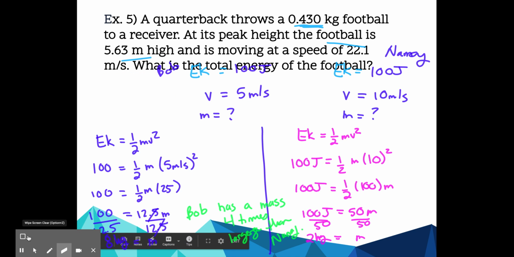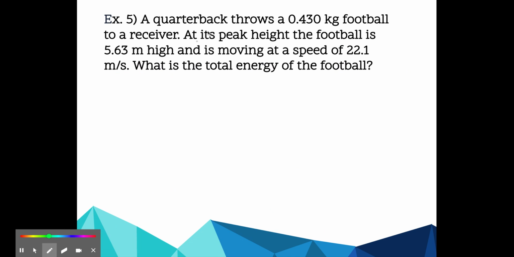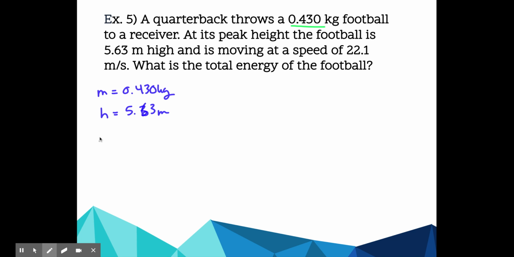All right. Last example. A quarterback throws a 0.430 kilogram football to a receiver. So that's mass. At its peak height, the football is 5.63 meters high. Ooh. That's h. And it is moving at a speed of 22.1 meters per second. What is the total energy?